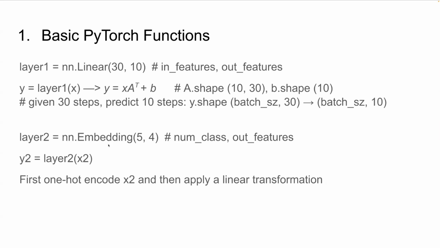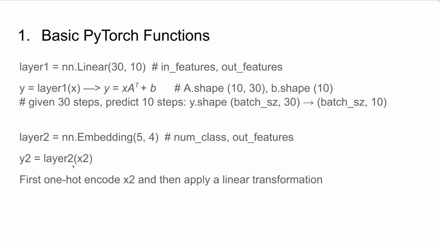Another type of layer that we'll need for data processing is this embedding layer. This happens when we have categorical variables. In this case, it also has two parameters that we need to input. The first parameter will be the number of classes for this categorical variable. And the second is still the output features, or the hidden dimension that we will project the variable into.